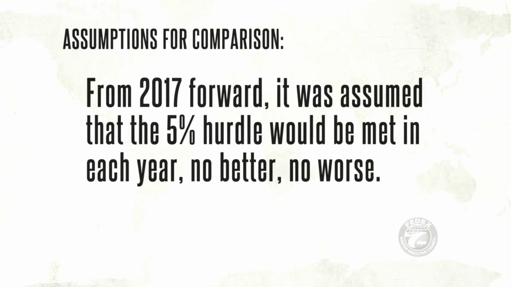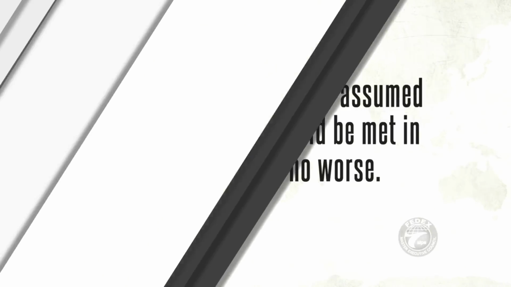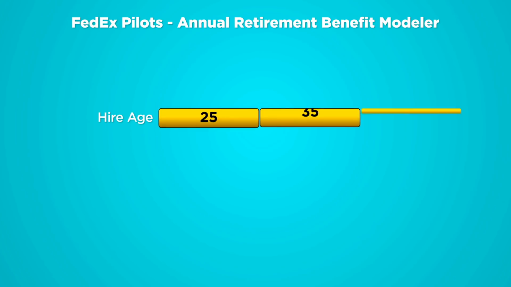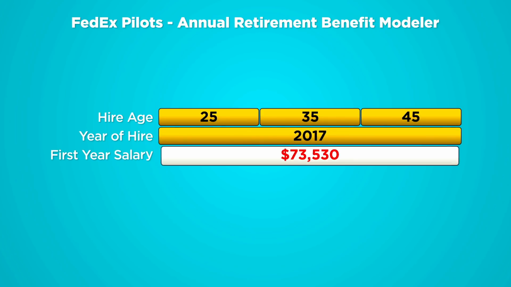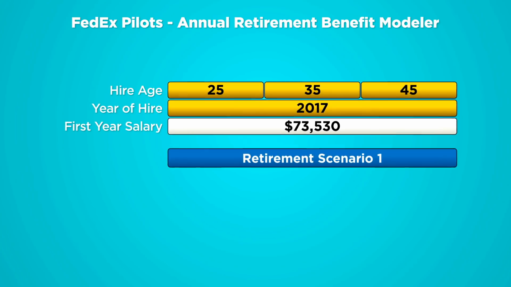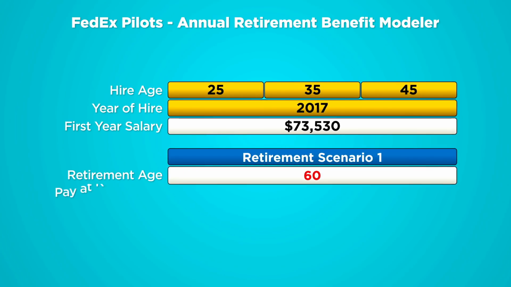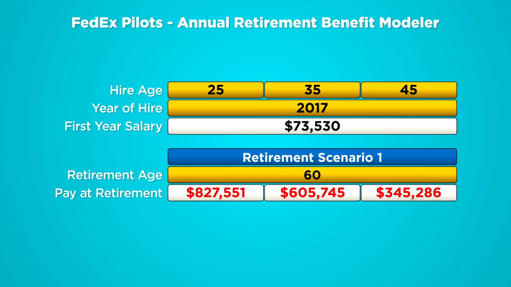From 2017 forward, it was assumed that the 5% hurdle would be met in each year, no better, no worse. To begin with, you can see each pilot represents a different demographic of a 25, 35, and 45-year-old new hire with a starting salary of $73,500. In retirement scenario number 1, each pilot has an annual pay at age 60 assumed under the normal career progression.